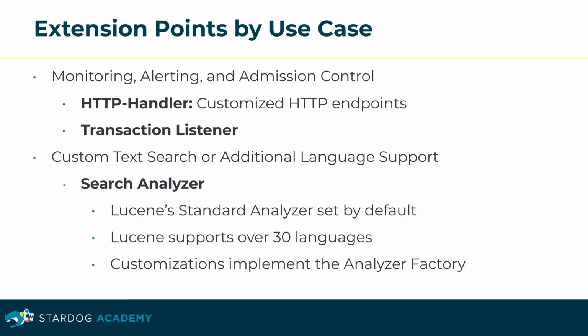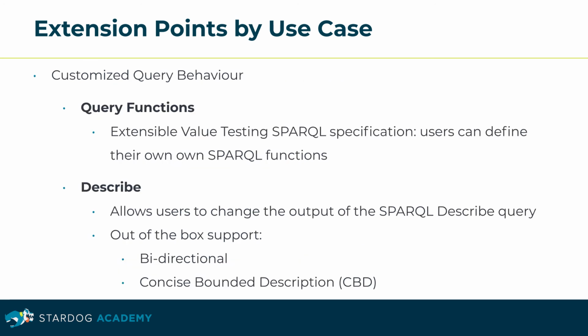We have HTTP handlers that let you create custom web services on top of Stardog. We have a transaction listener for doing things that would monitor transactions going in. We have ways of customizing the search analyzer in Lucene, so if you wanted to run a different search algorithm or provide additional language support, you can do so. If you wanted to implement your own SPARQL functions, you'll be able to do so with a query extension.